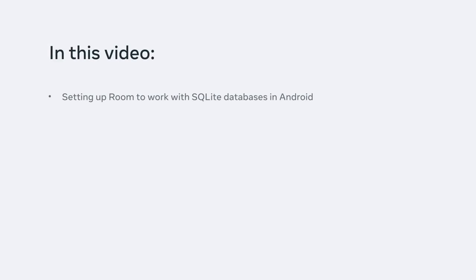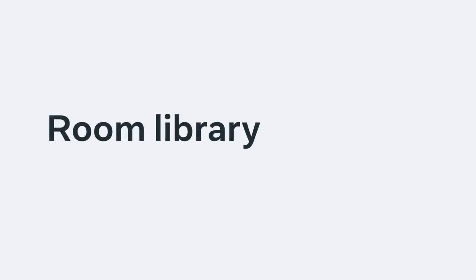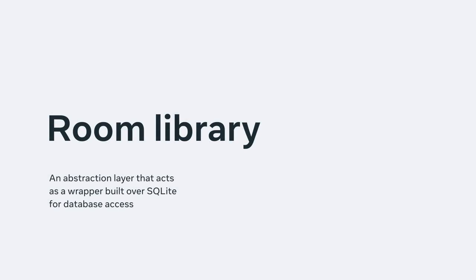In this video, you will briefly learn about what Room is and observe how to set up the Room library to work with SQLite databases in Android. The Room library is an abstraction layer and acts as a wrapper built over SQLite that allows database access.